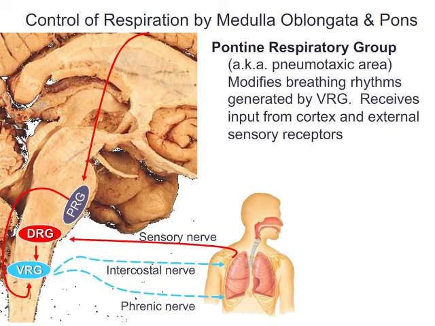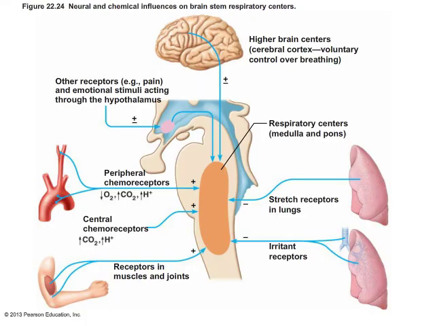For example, they receive input from the cerebral cortex, and so they will modify breathing rhythms, for example, when you're excited, or when you're nervous, or when you're just trying to talk, so that breathing doesn't interrupt with these. So in a nutshell, the medulla oblongata is responsible for generating the periodic motor nerve impulses that cause breathing. But it is not making this decision all on its own.